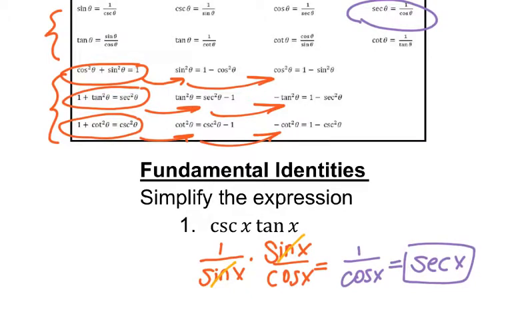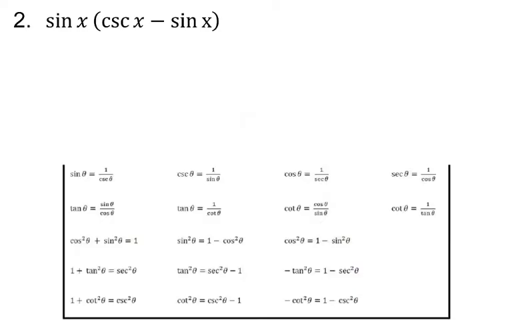All right, let's look at example number 2. We've got sine x times this binomial that contains cosecant x and sine x. Now, sine x times cosecant x is sine x cosecant x, and sine x times sine x is sine squared x. Pay close attention to where the 2 is located.